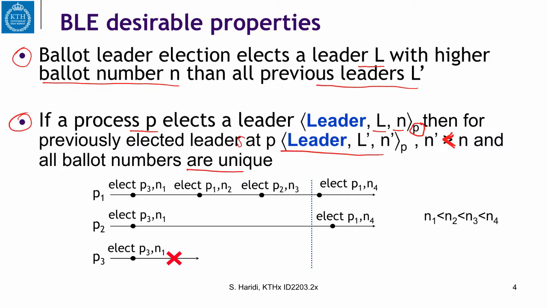So it means every process sees a leader. He could also be a leader, but he sees a leader with a ballot number 5, then he sees a leader with a ballot number 6 or 8, and so on.